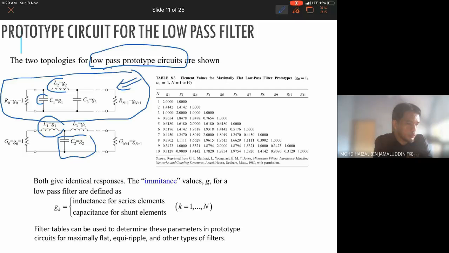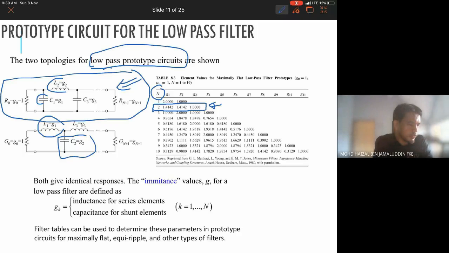Here is an example of values for the maximally flat low pass filter prototype tables, where we have n here. N is the order of the filter. If n is equivalent to 2, for example, the capacitor value is 1.4142, which is square root of 2. Is it correct? And the inductor is also 1.4142, and the resistor value is also 1. So this is the basic prototype circuit for the low pass filter.